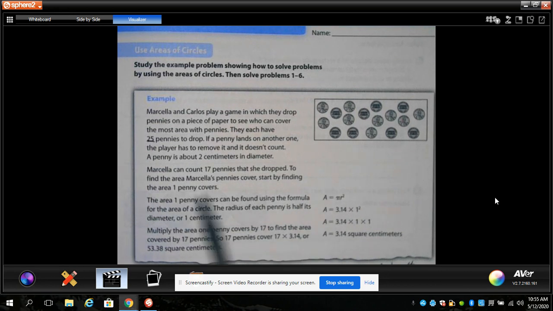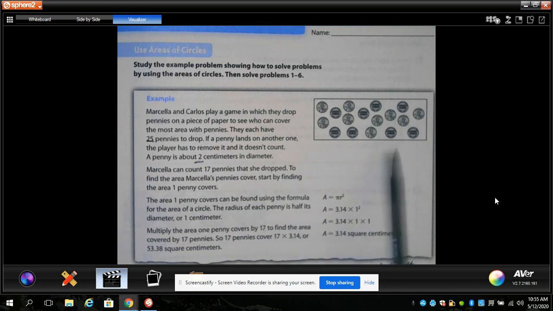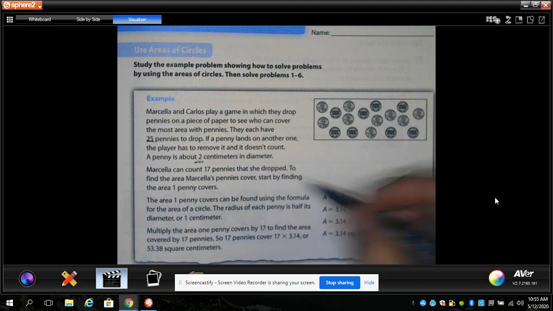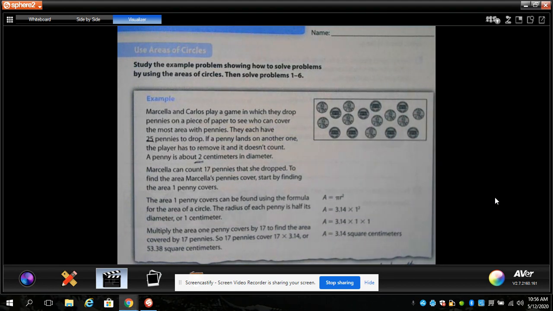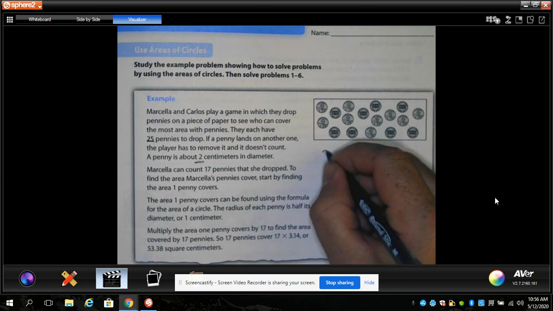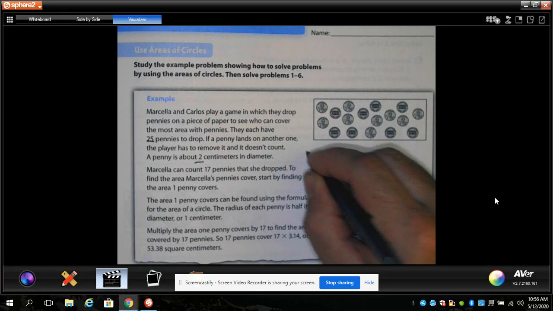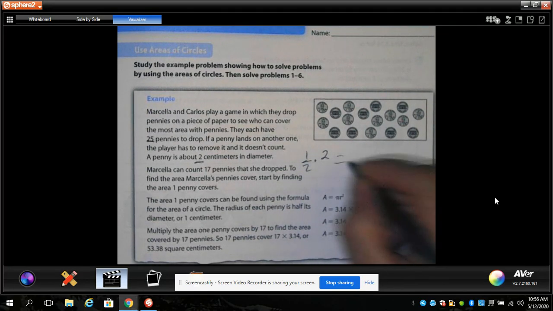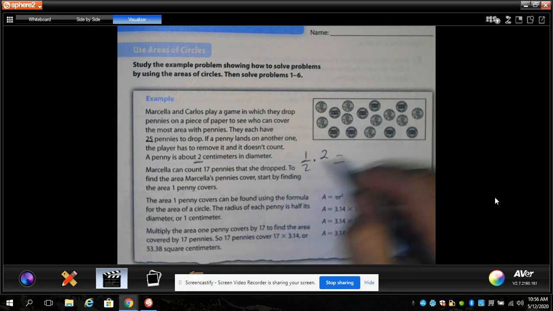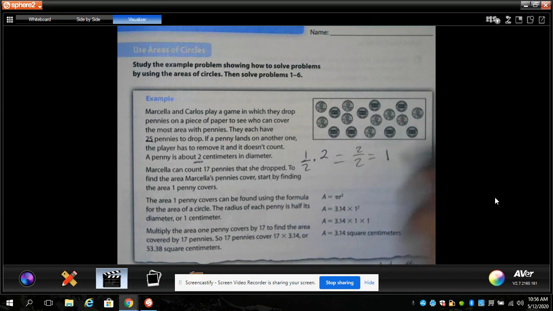I'm not going to read all of it. I'm just going to go through the practice and the example. So 25 pennies dropped. Their diameter is 2 centimeters. So when we're looking at area, we need to find the radius to be able to get the area. They're giving us the diameter. So if the diameter is 2, we basically need 1/2 of 2 to get the radius. So 1/2 times 2 is 2 over 2, which equals a radius of 1 centimeter.